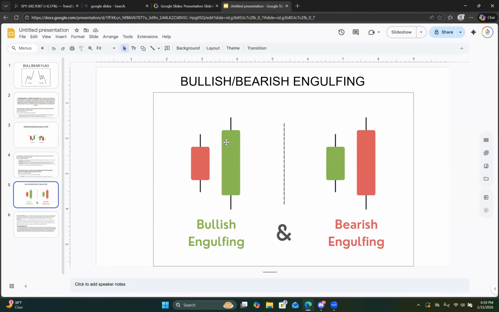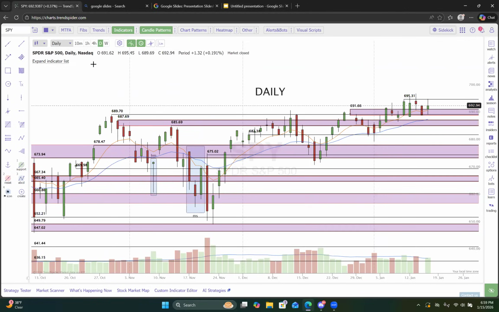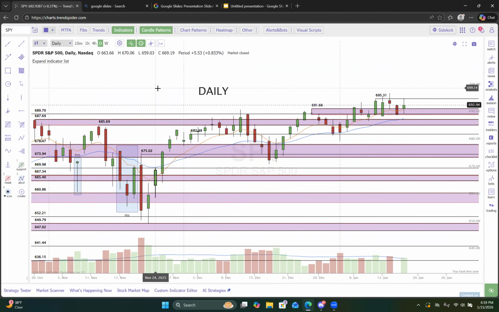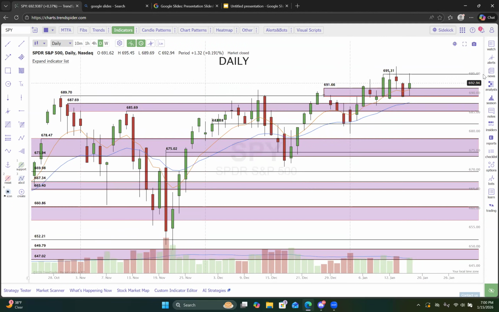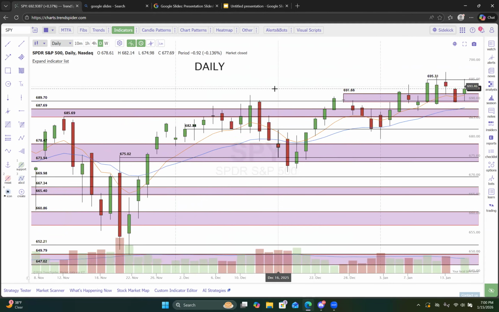And then the last but not least, the bullish and bearish engulfing. Pretty simple. Bullish engulfing, especially on a daily, right? We have a red candle, and the green candle's open and close engulfs the red candle below. Bearish engulfing, right? Open, close, engulfs it. So let's go to the daily here on SPY. Here's a good one. It's not super clean, but pretty clean.